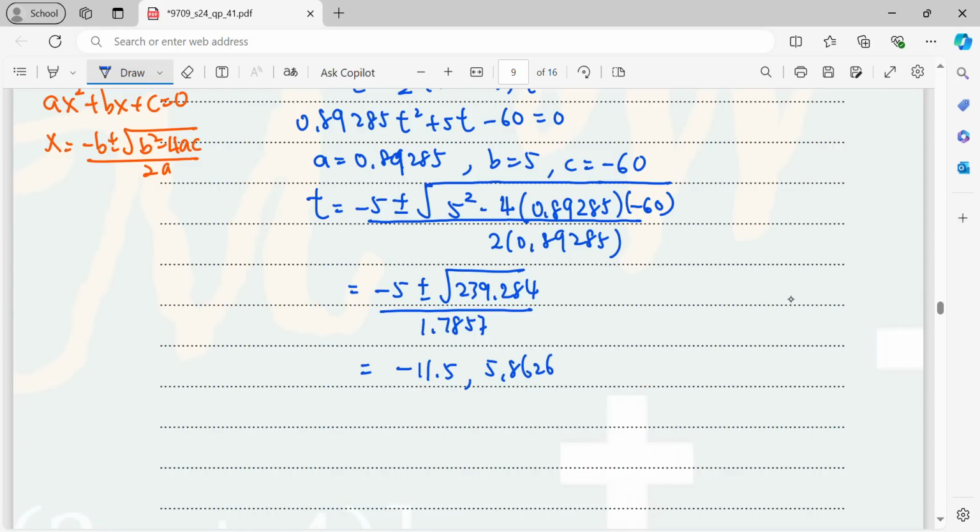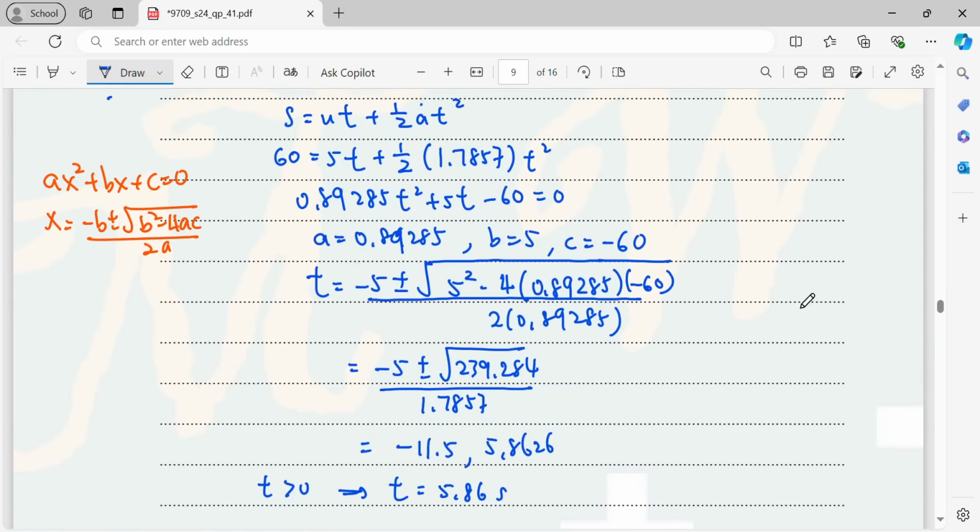Then from here, you will be getting two t values, negative 11.5 and 5.8626. But we know that t must be positive. Therefore, your t is going to be 5.86 seconds. That is the time taken to reach the bottom.